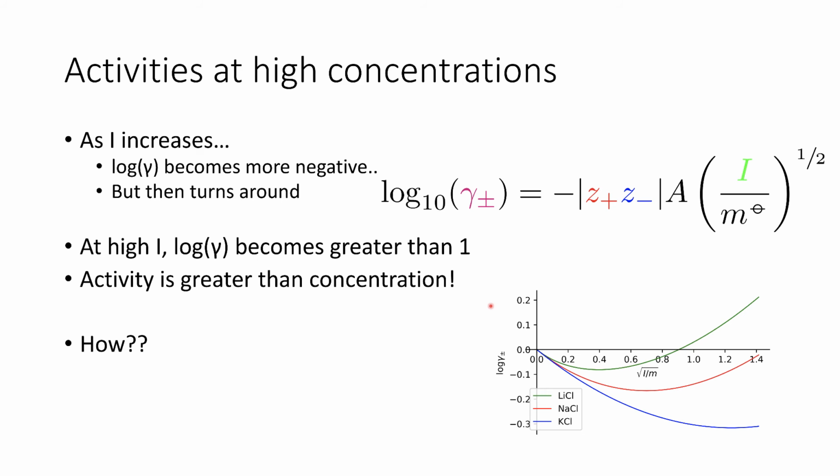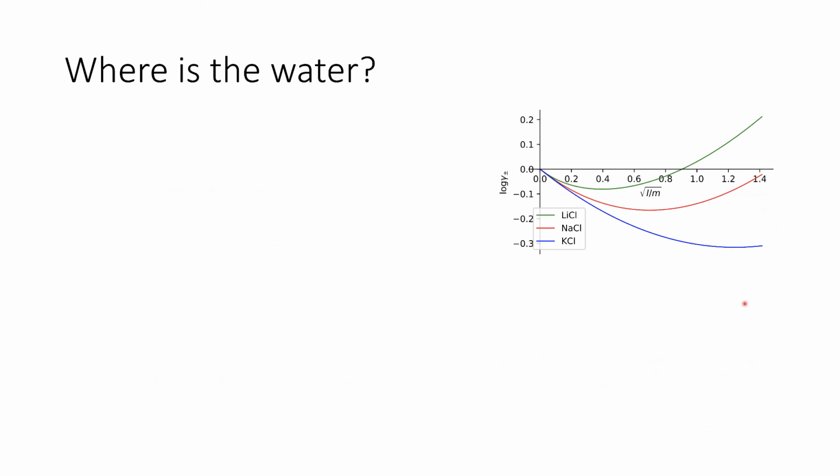But how can this possibly be the case? How can we suddenly be in a place where we have a greater effective concentration? Well, in order to understand what's going on, we need to think about what's happened to the solvent. It's useful to think, where is the water?